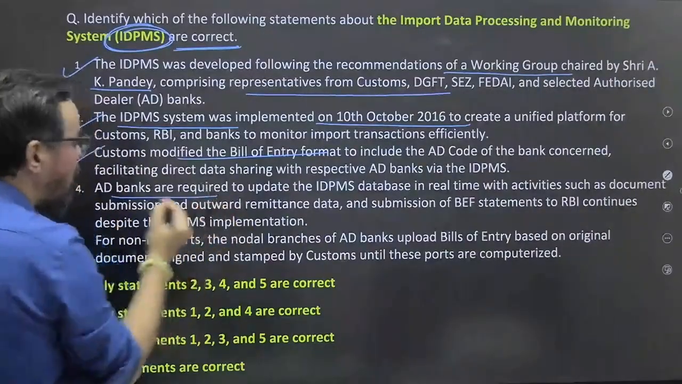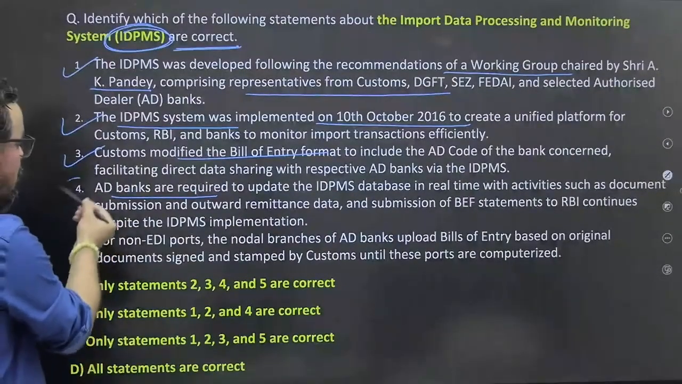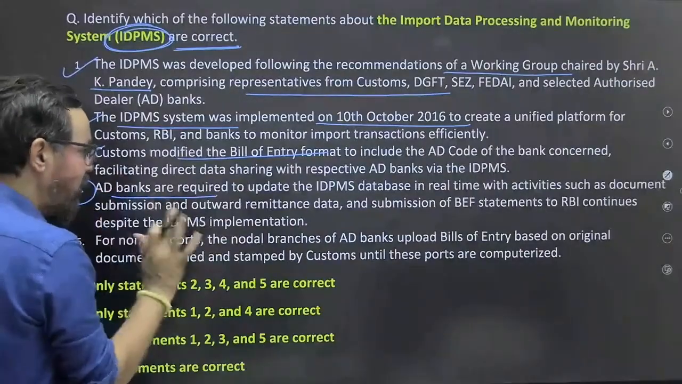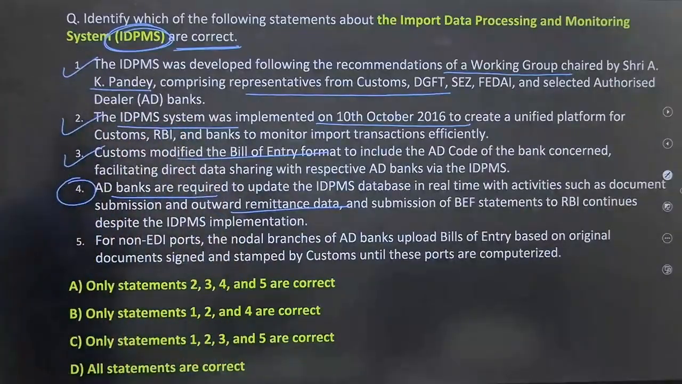Authorized dealer banks are required to update the IDPMS database in real time with activities such as document submission, outward remittances data, and submission of BEF statements to RBI. It should be, statement 4 is doubtful, right? These data points that are written are around EDPMS, okay: submission, inward and outward remittances, and submission of BEF activities. Does anyone want to comment on this particular one, guys?